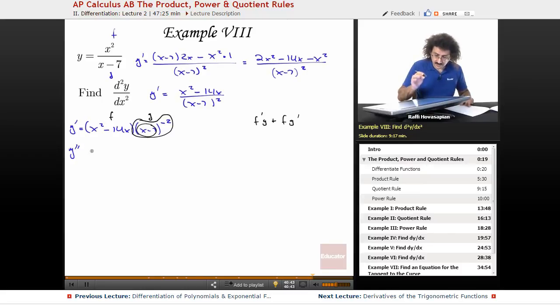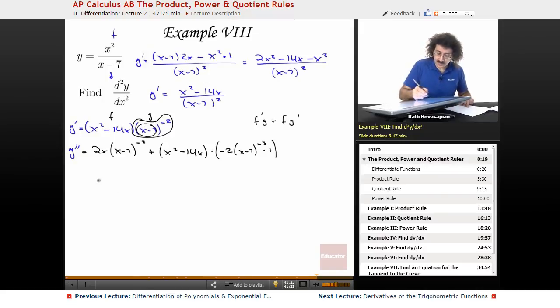Okay, so f prime is equal to 2x times g, which is x minus 7 to the minus 2 power, plus f, which is x squared minus 14x, times the derivative of g, g prime. Well, the derivative of this whole thing is minus 2 times x minus 7 to the minus 3 power times the derivative of what's in here, which is just 1. So now I simplify.